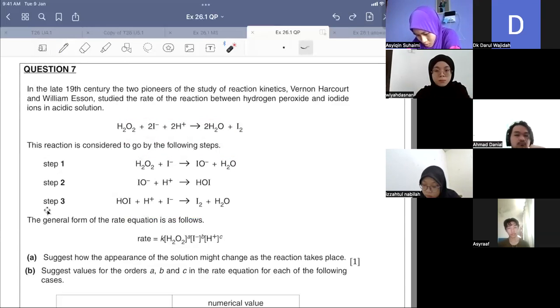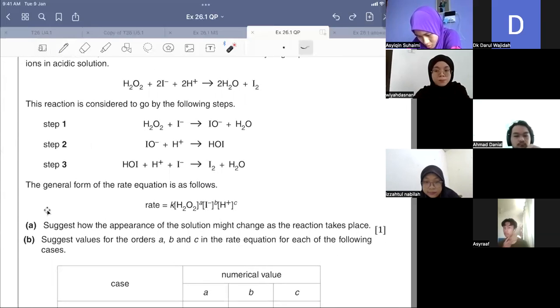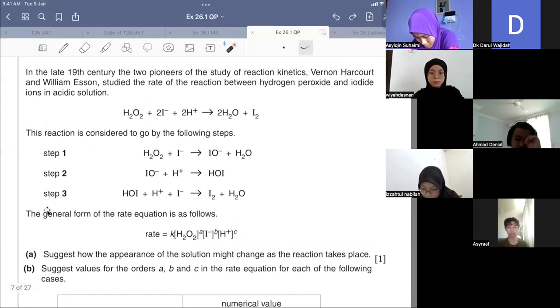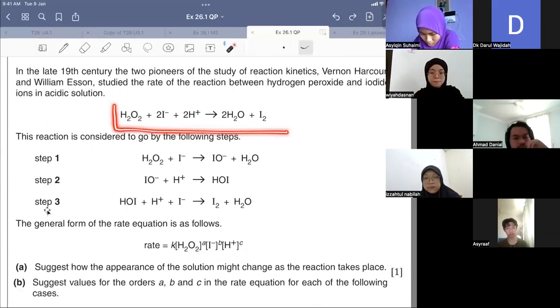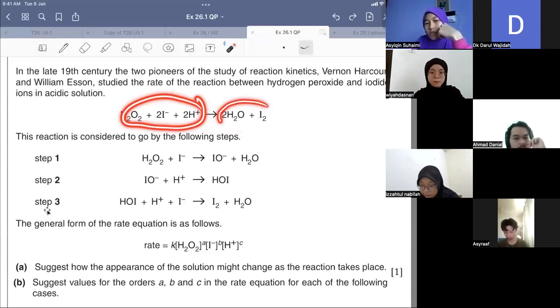Okay. The general form is rate equals k times. Okay, so we already know the general form. This time, they don't tell us what the orders are. They write it as a, b, and c instead. Okay. First question suggests how the appearance of the solution might change as the reaction takes place. So when you want to see the observation, you only look at the overall equation. Okay. What you have at the start and what you have at the end in order to see observation.